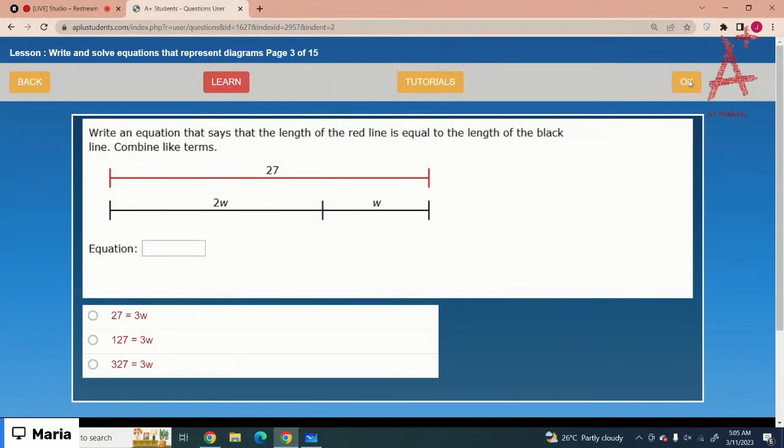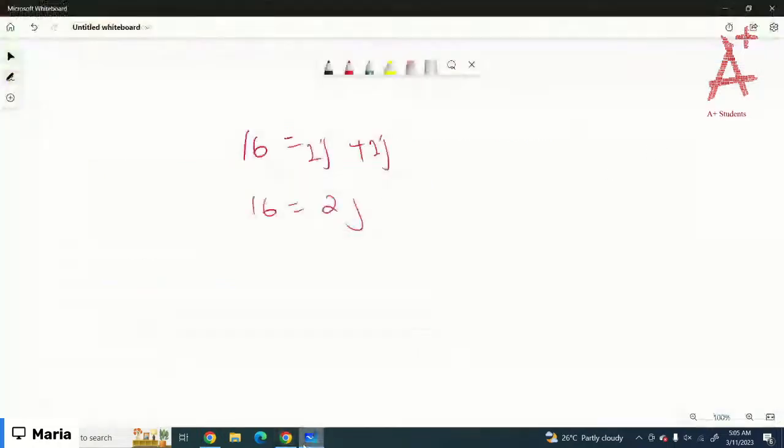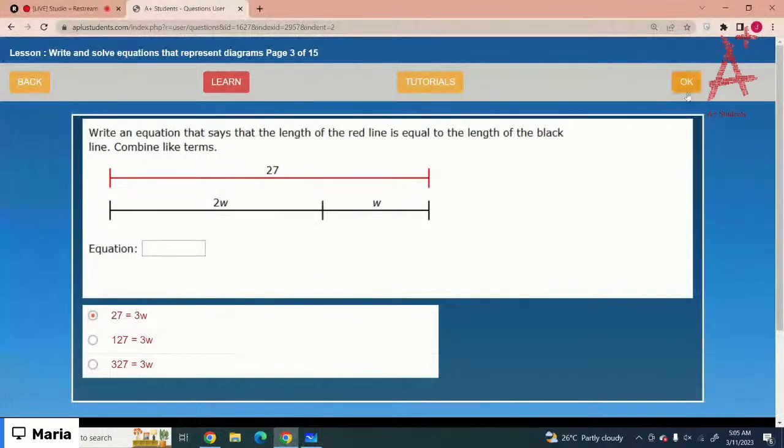Okay, the next one is write an equation that says the length of the red line is equal to the length of the black line. Combine like terms. So the length of the red line is 27 and the length of the black line is divided into two segments. One of them is 2w and one of them is w. So it is 27 equals 2w plus w. They have the same variables, so they are the like terms. Just add their coefficients. So 2 plus 1 is 3. So it is 27 equals 3w. Just select the correct option and click on the OK button.